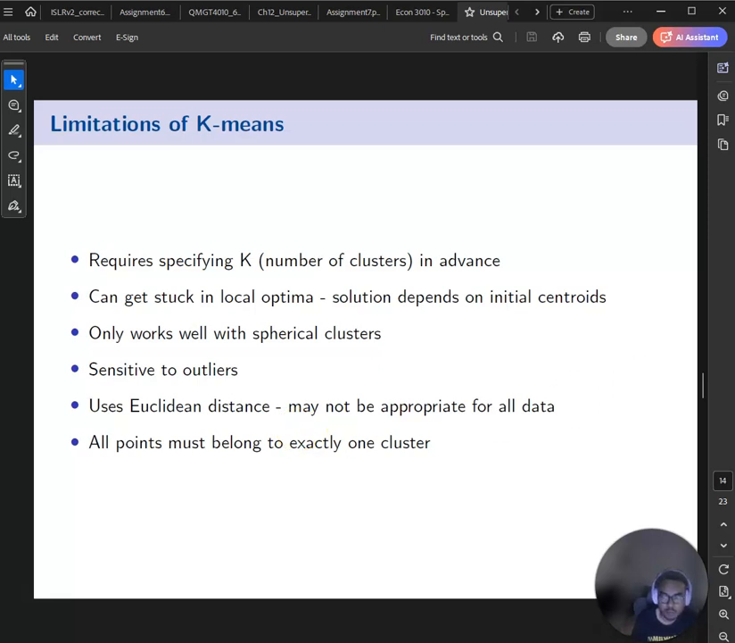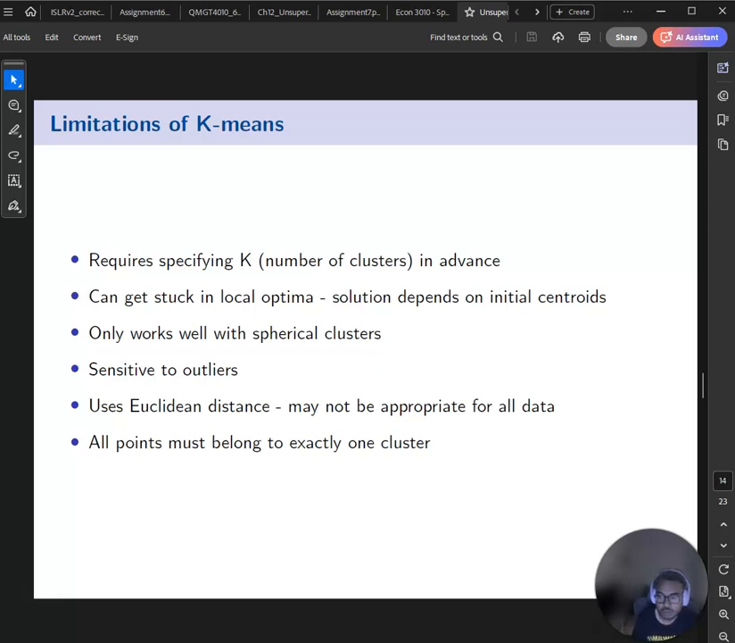While k-means is popular and useful, it does have some important limitations that we should be aware of. First, it requires us to specify k, which is the number of clusters, in advance. This can be challenging if we do not have good intuition about how many natural groups should exist in the data. Second, the solution depends on the initial random centroids. As I mentioned earlier, k-means can get stuck in a local optimum, so different initializations can give different results. To mitigate this, it's a common practice to run the algorithm multiple times with different starting points.